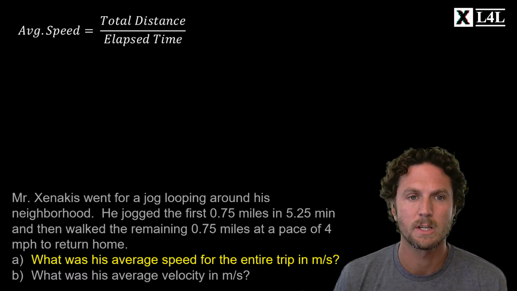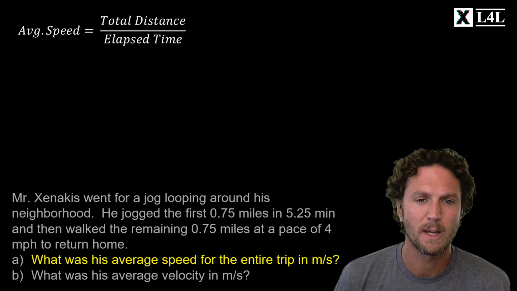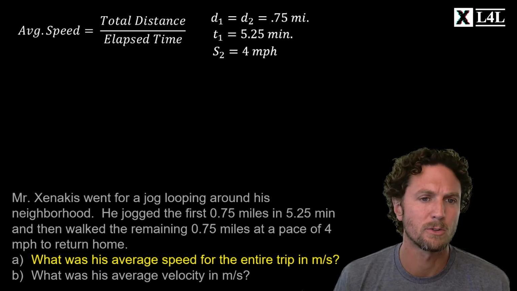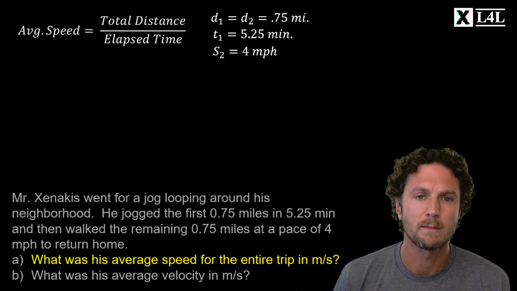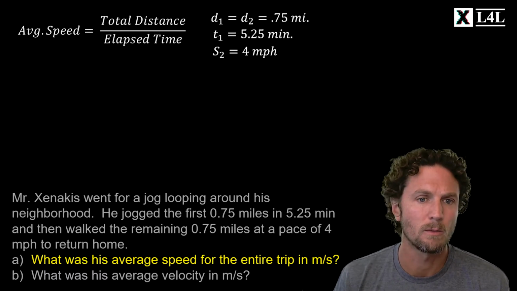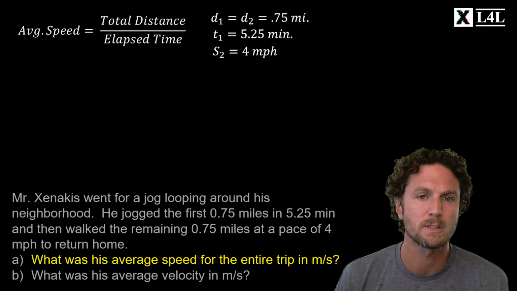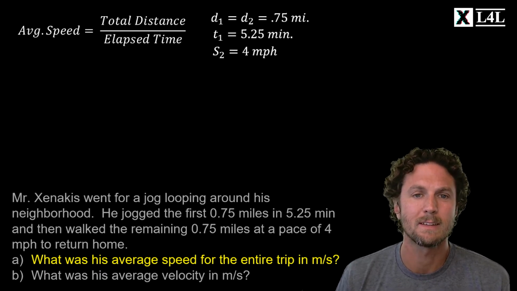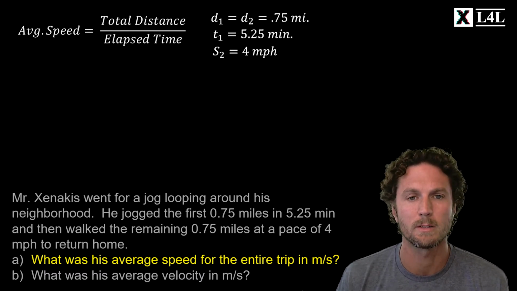Okay, so we have an equation here for average speed, which is the total distance divided by the elapsed time. Let's go through and actually identify our variables. Well, if we break up the total trip of the jogging portion and the walking portion, we can know that both D1 being, we'll use 1 for the jogging and 2 for the walking, D1 and D2 are actually the same at 0.75 miles. Time 1 for the jogging was 5.25 minutes, and the average speed for the walking portion was 4 miles per hour.